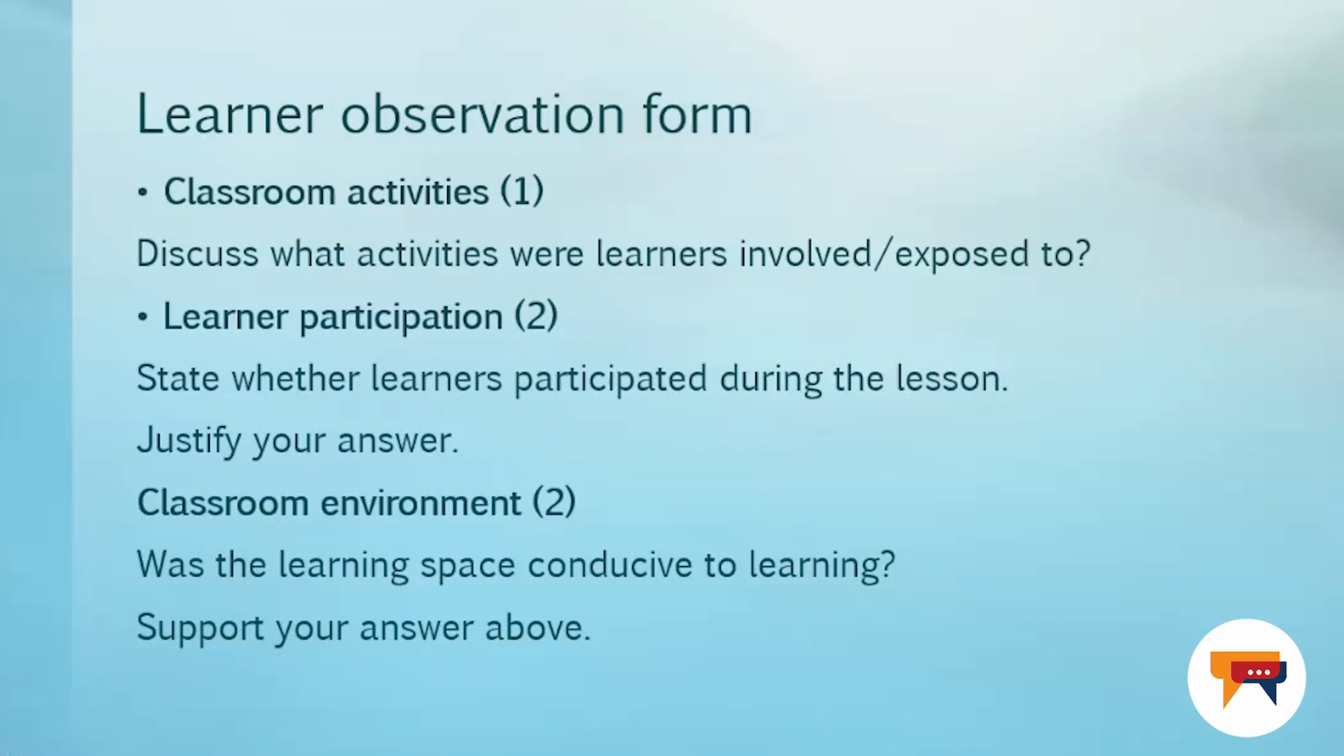Again, you can see 2 marks. Was the learning space conducive to learning? Here again, it's a yes and no. So you must tell me whether it was conducive to learning. You say yes or no. And then you must support your answer. All right. Whether learners were engaged in learning and wanted to learn and so on. If it was yes, and if it was no, they were not interested in the lesson at all. Okay.